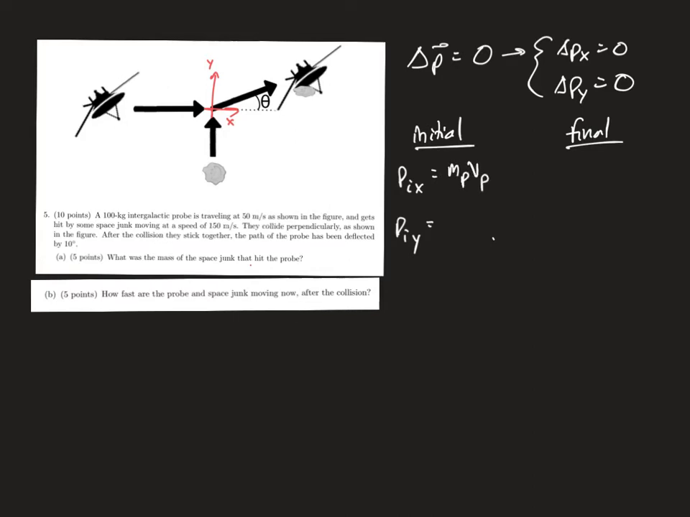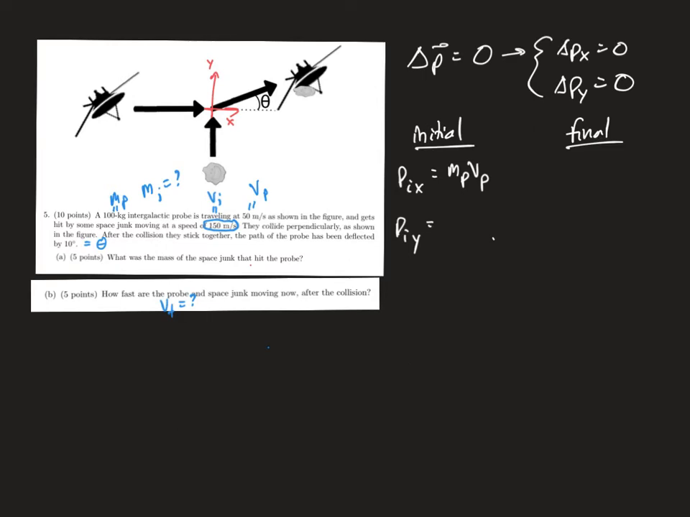Let me go back over here and label these carefully. That is MP, that is VP, and this speed is going to be the velocity of the space junk. Then we have to realize that we don't know what the mass of the space junk is, and we don't know how fast the probe is moving after the collision. Final is question mark, and actually let me label that the angle is theta. Okay, so now let's go back over here.